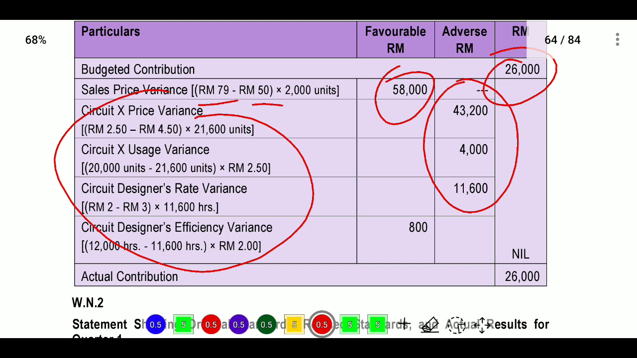How? 2.5 minus 4.5, and we will take 2.5. What is this? 2.5, and what is this? 4.5, and we calculated it into 21,600 units, and 20,000 units minus 21,600 units, that is budgeted.